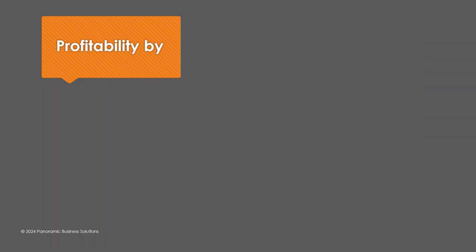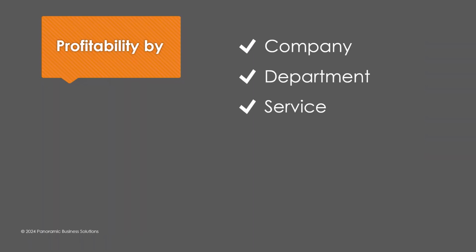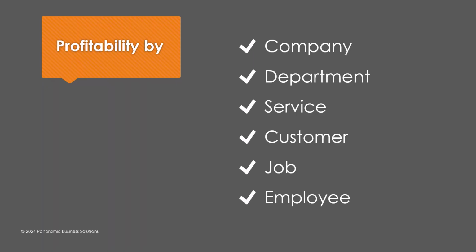And so when you have information at your fingertips, when you have reporting and transactions entered in a variety of details, you'll be able to slice and dice this information at the company level, by department, by service revenue stream, by customer, by job, even by employee, or even by sales rep. Having all of this information in a variety of formats will help you narrow down what's working and what's not.